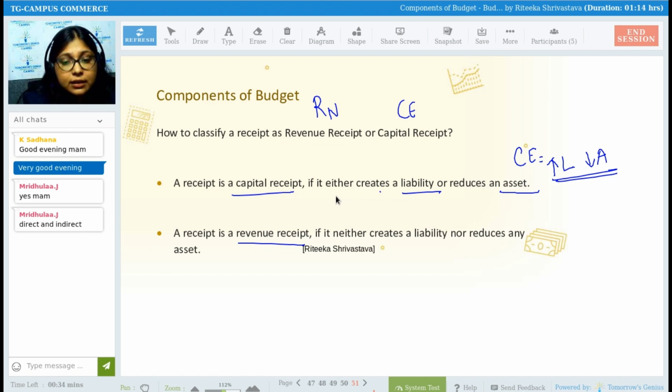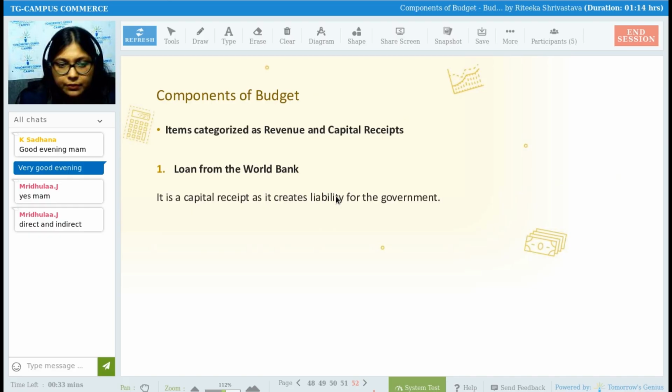A receipt is a revenue receipt if it neither creates liability nor reduces assets of the government. So this is your revenue receipts: no liability, no change in assets. Capital receipts: increase in liability, decrease in assets.